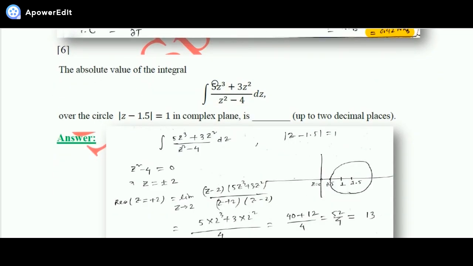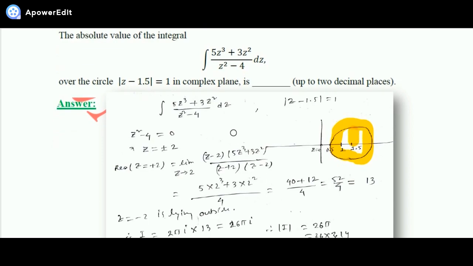Question number 6: the absolute value of this integral over the circle |z minus 1.5| equals 1 in the complex plane. As you can see, the center of the circle is at 1.5 and we have to draw a circle of radius 1. So 1.5 here and 0.5 here. So the radius is 1, as you can see. For such a problem, we have to find the poles.